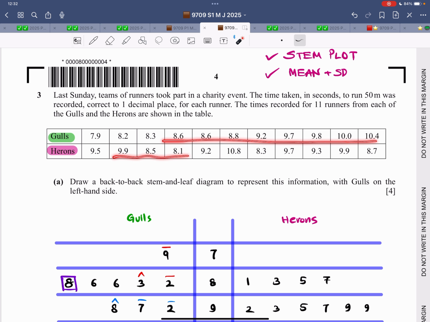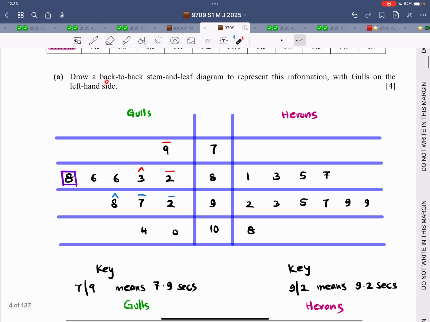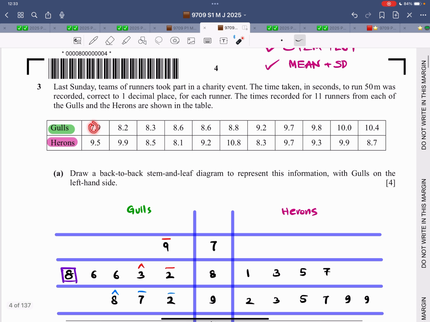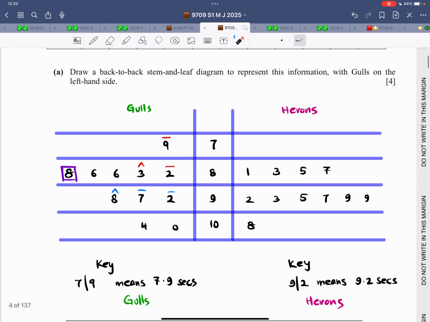I think it's already, no, this one is not arranged in ascending order. So you have to make sure that this is arranged. This is 7.9, 8.2, 8.3. I think this is all good, all arranged, but this one you have to do the arrangement. Draw a back-to-back stem and leaf diagram to represent this info with G on the left. So G is on the left, H is on the right. That is the stem. The lowest value is that of 7 and the highest value is that of 10. There is no 11. So 7, 8, 9, 10, that is the stem.